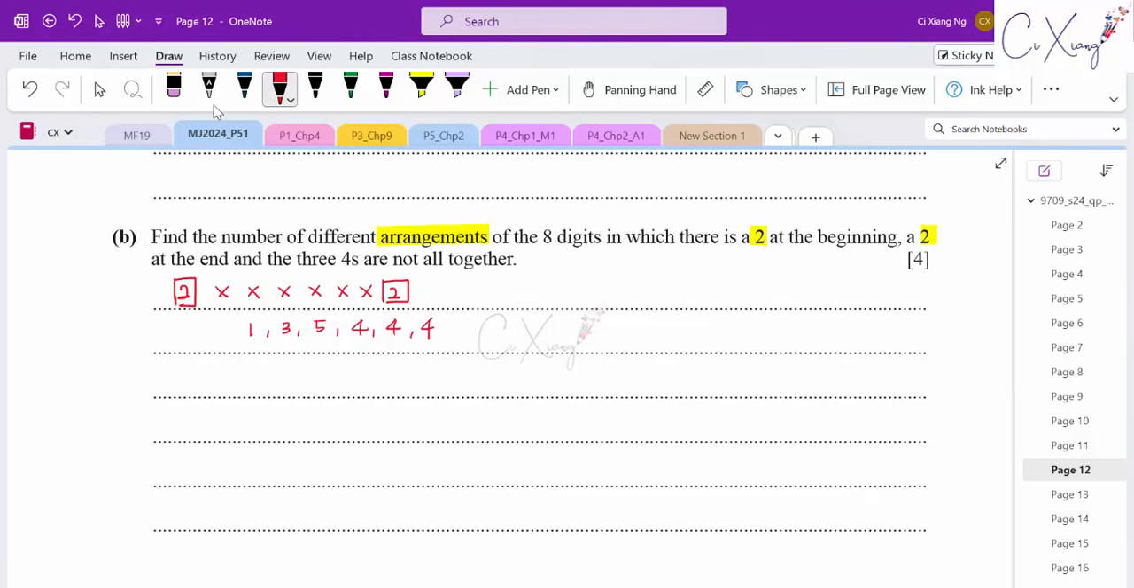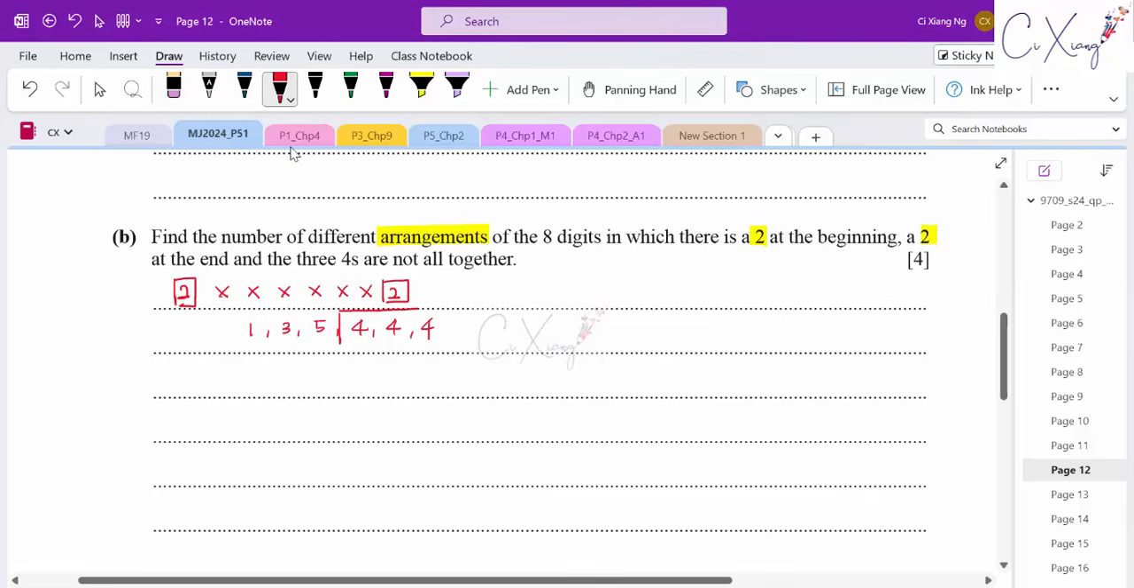So to arrange the numbers here, what I'm going to do now is group all the 4s together, so I treat them as one unit. So you're having 1, 2, 3, 4, four items here. So 4 factorial. This 4 factorial is actually all the 4s together.